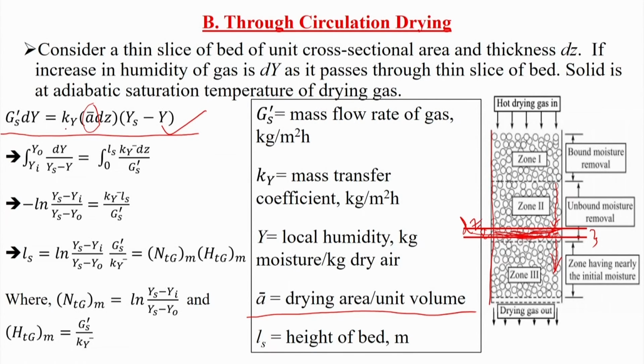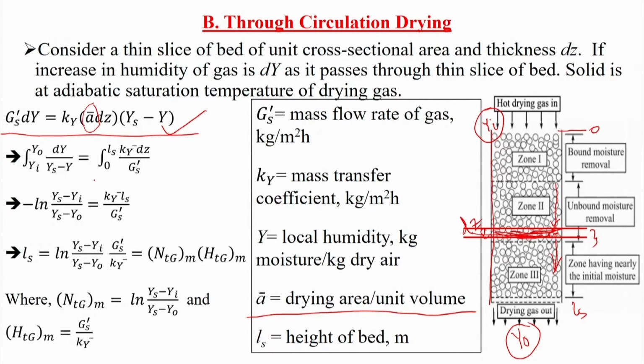Just by manipulating this equation and integrating from y in to y out, where y in is the humidity of the drying air, and y out is equal to the humidity of the exit drying gas. If we integrate this, with z equal to 0 at one end and here Ls, so then this is the total length.